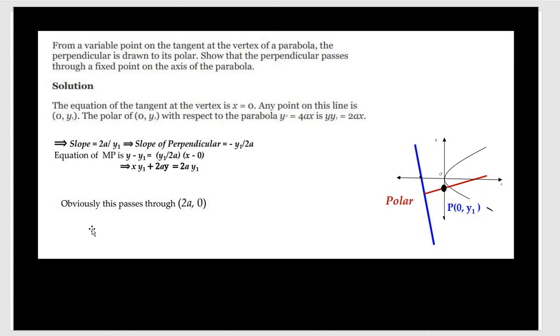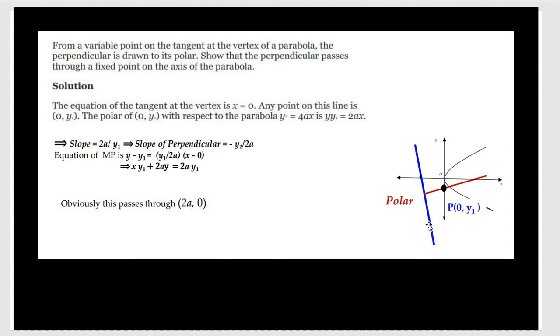Now the next problem is: from a variable point on the tangent at the vertex of the parabola, the perpendicular is drawn to its polar. Show that the perpendicular passes through a fixed point on the axis of the parabola. Here, from a variable point on the tangent at the vertex, the perpendicular is drawn to its polar. We are asked to show that the perpendicular passes through a fixed point.